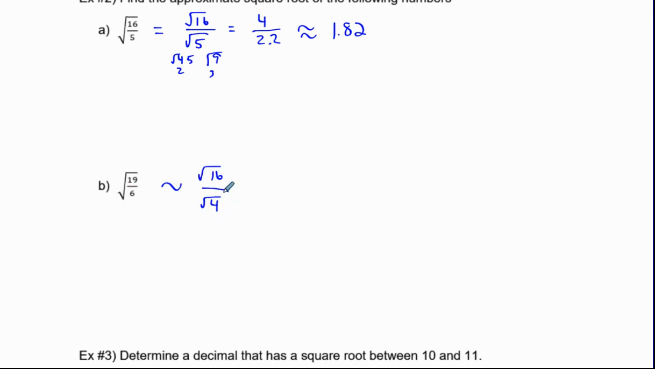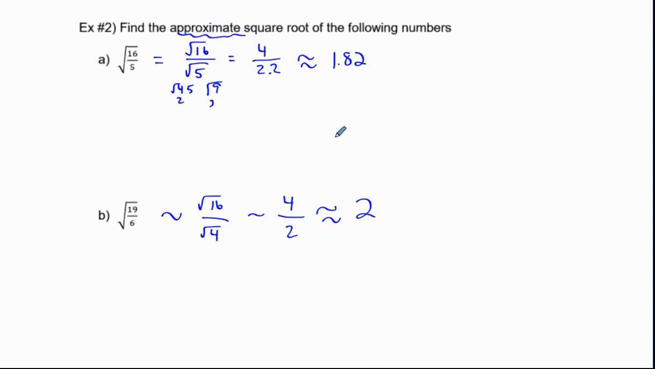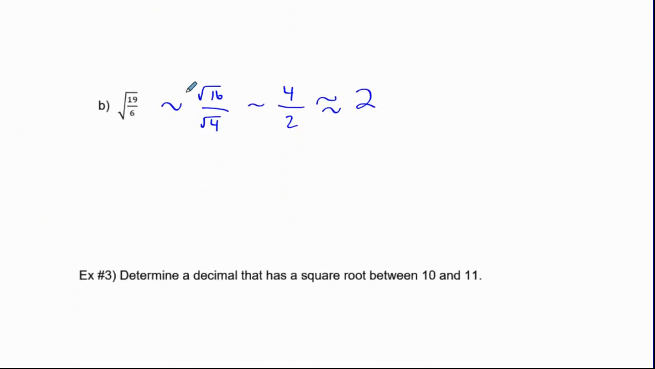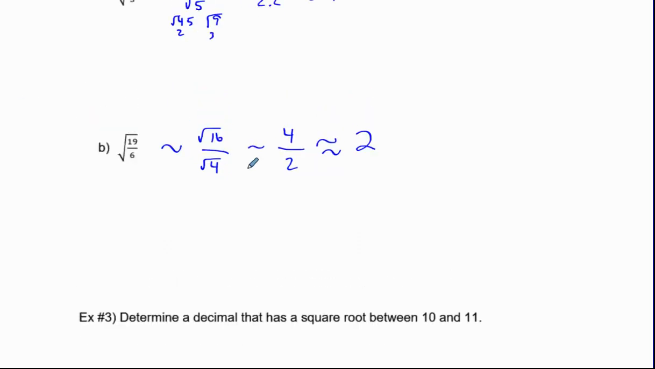Okay, so 16 over 4. Now the square root of 16 is about, is 4, sorry, and the square root of 4 is 2. So my answer should be somewhere around 2. So we're just approximating these ones, we're not finding it to a nearest decimal place or anything. So these are two ways we can approximate. Okay, so what perfect squares are they close to? Find the square roots of the ones that they're closest to if they're really close, and divide those to see what your answer is. So it's going to be about 2 for this one.